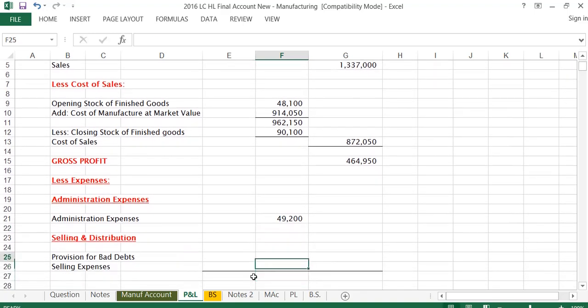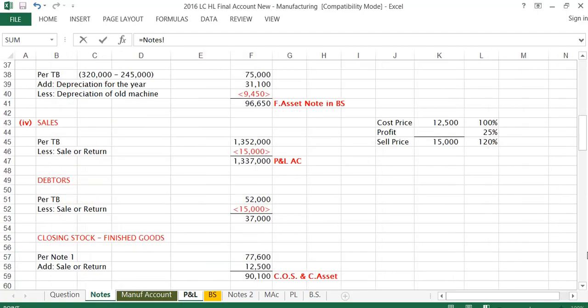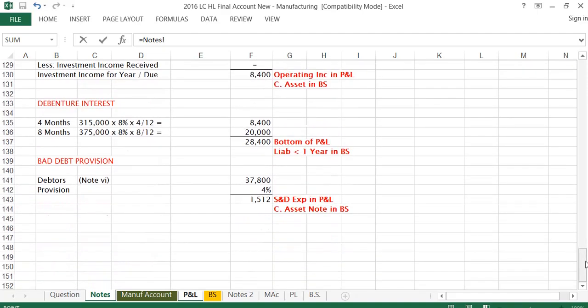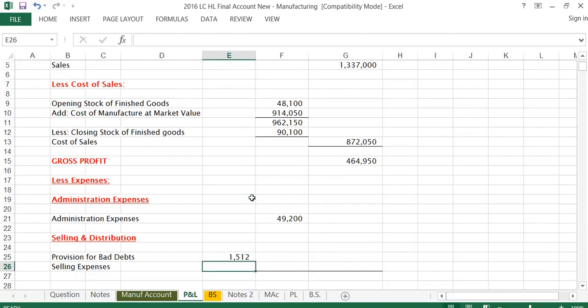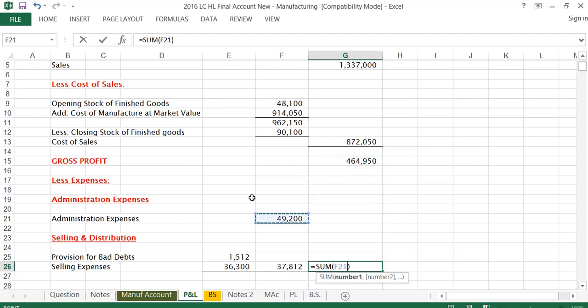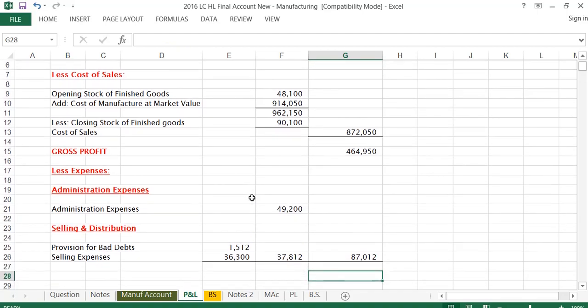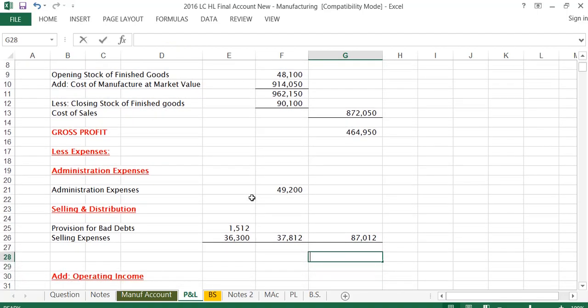And then I have to put in my selling and distribution expenses. So the bad debt provision was the very last note we did. The bad debt provision is 1,512, that's selling and distribution expense, and also selling expenses, which are 36,300, and they are coming directly from the trial balance. There's no change to those. So that leaves me with total selling and distribution expenses of 37,812, and that leaves me with total expenses of 87,012.